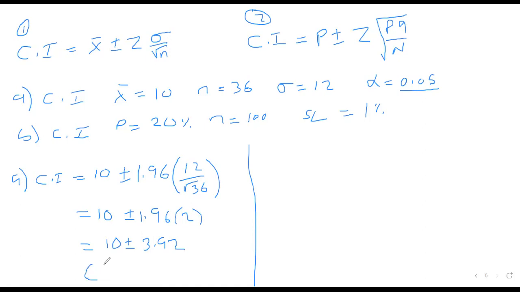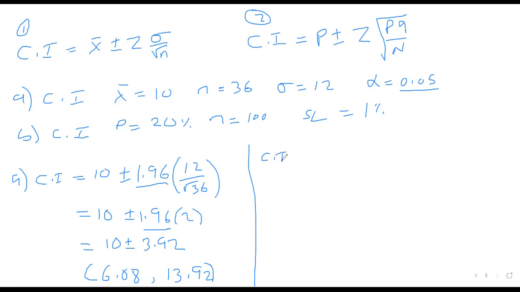So when you subtract 10 minus 3.92, what are we getting? 6.08, is it? And when we add, we get 13.92. We say we are 95% confident that the true mean will lie between 6.08 and 13.92. You always comment in terms of the confidence interval, confidence level.